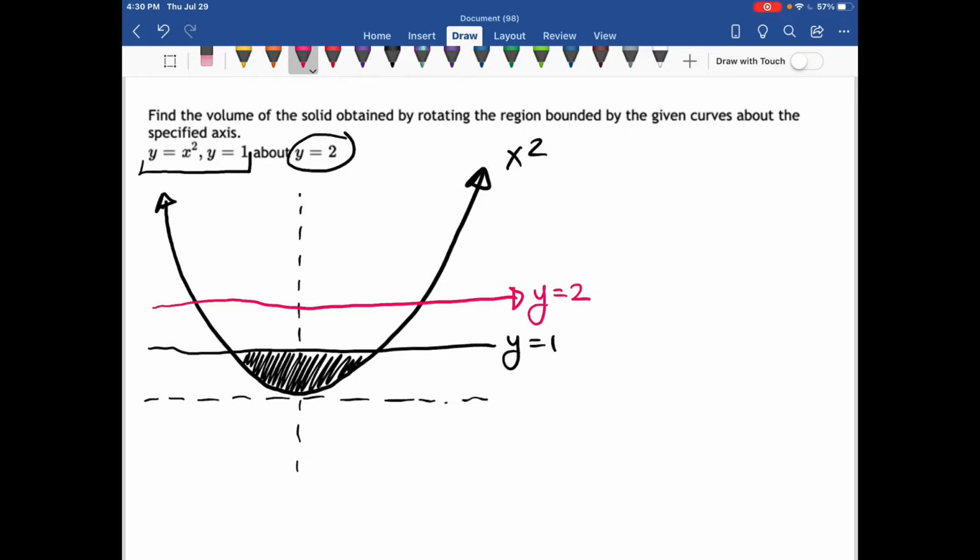And we're told to spin it around this axis of y equals 2. So when I spin this, this whole region here is going to come up and go around the line y equals 2. So if you notice, what's going to happen is there's going to be a gap or a cavity in this solid because of the space between y equals 1 and y equals 2. So because there's going to be a cavity, we're going to use what's called the washer method.